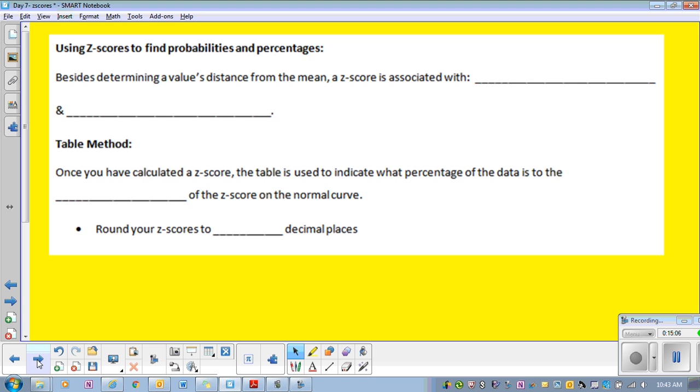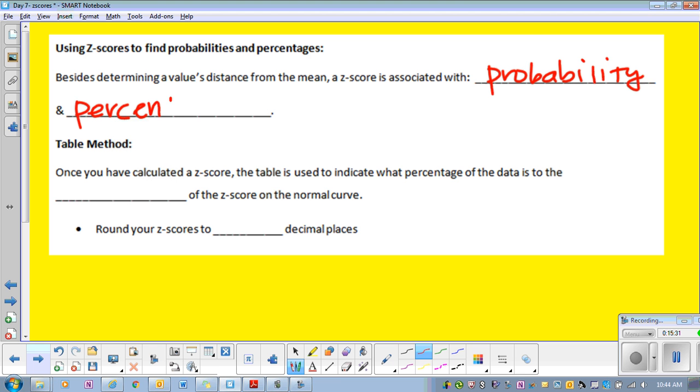All right, so now we're going to talk about using z-scores to find the probabilities and the percentage. So basically, guys, the z-score tells you the distance from the mean, right? But it can also tell you the probability. And that stays as a decimal. And the percentage. Remember, you're multiplying it by 100 to get the percentage, right?